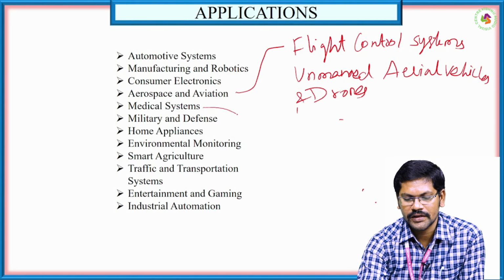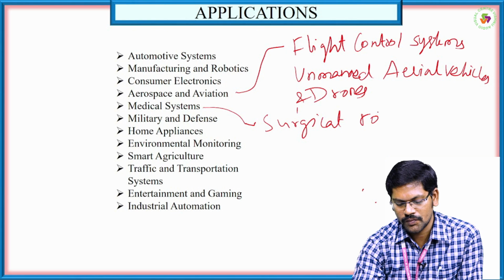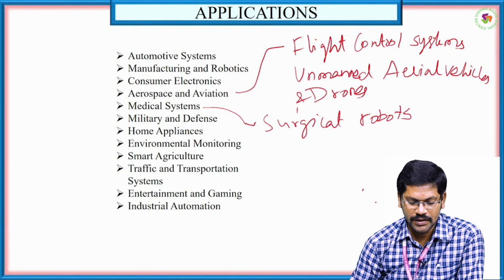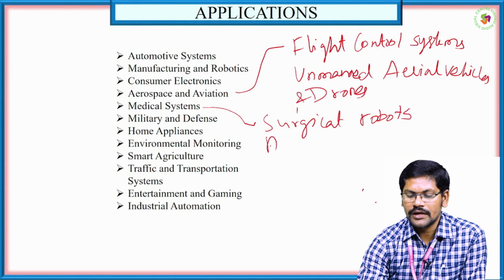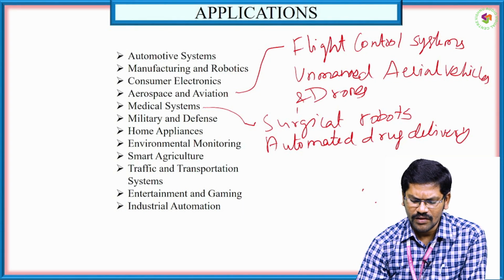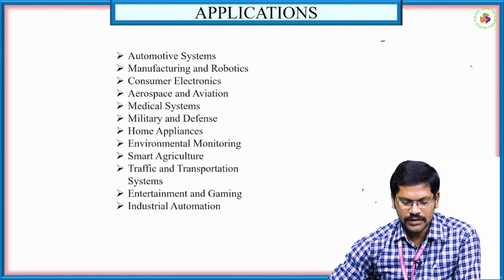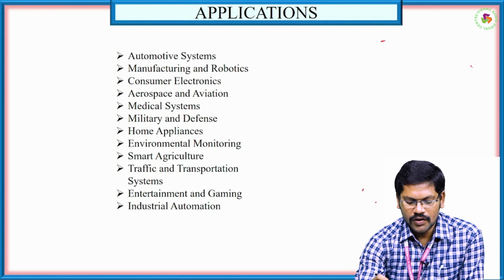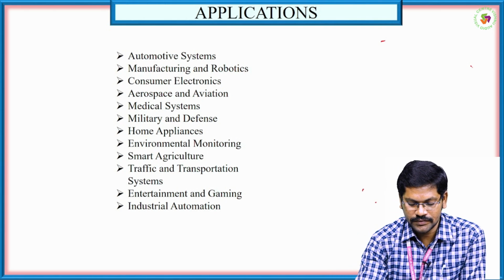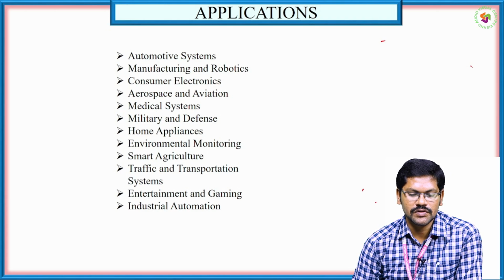When we come to medical systems, we'll have surgical robots, and I'll give a few examples. Nowadays we are using surgical robots for robotic assisted surgery and automated drug delivery. These are some examples where we use mechatronics. Moving towards military and defense, we also use unmanned ground vehicles, autonomous surveillance systems, smart weapons, and guided missiles. Some home appliances, environmental monitoring, and smart agriculture also use mechatronics.